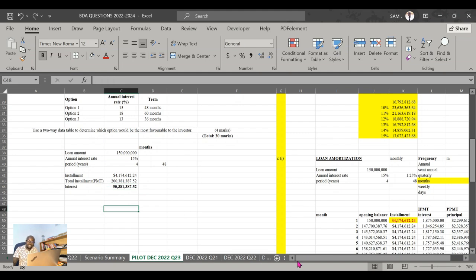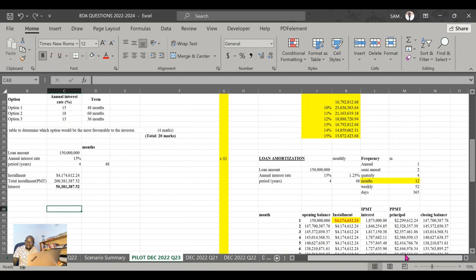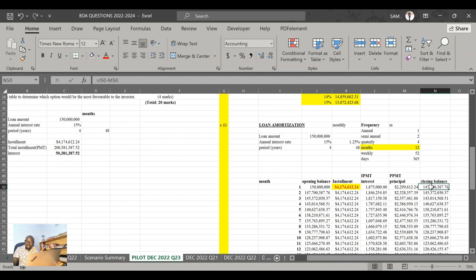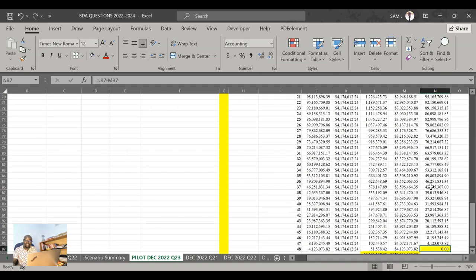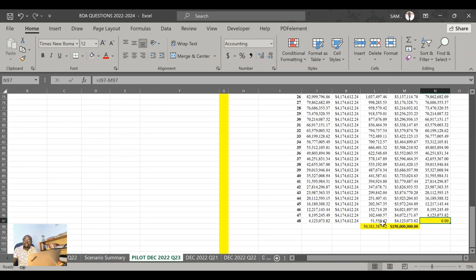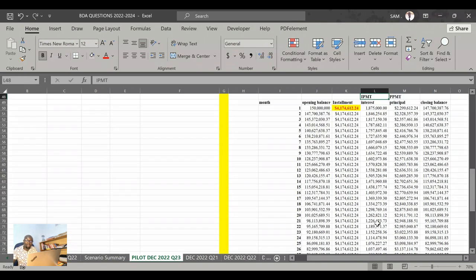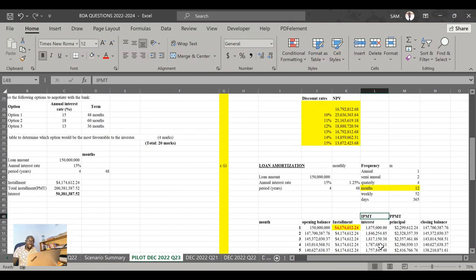That same amount is what we got from the loan amortization which we did. If I refer to the loan amortization, you can see that we got the total interest of 50 million, 387.52. It is the same amount. So this is just a shortcut. Here we did amortization, but here we are getting the total interest to be paid using this shortcut: we take the total repayment, deduct the principal amount, and get the total interest at the end of the period.